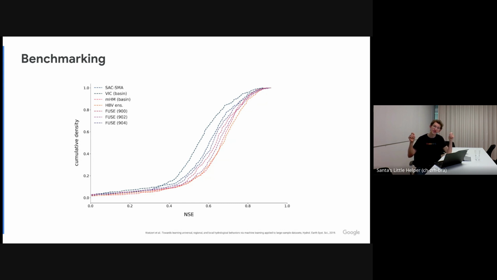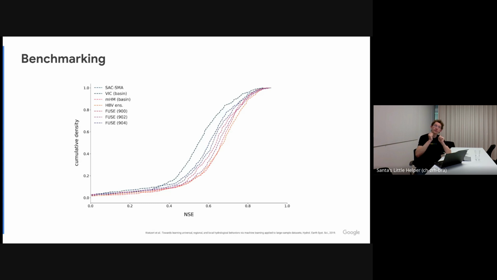The x-axis is the Nash-Sutcliffe efficiency, or NSE, which, for people outside of hydrology, is a metric similar to R squared. Really, all you need to know is that larger values are better. The best value that you can achieve is 1. So you want your curves to be as far to the right as possible. And on the y-axis, we have the cumulative distribution function across those 500 basins.